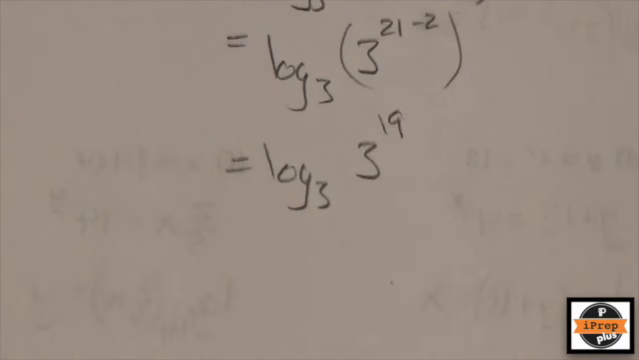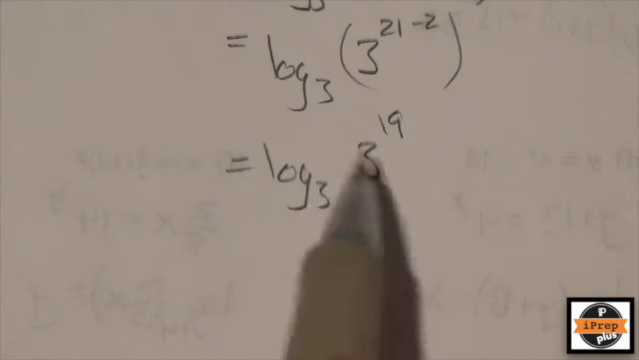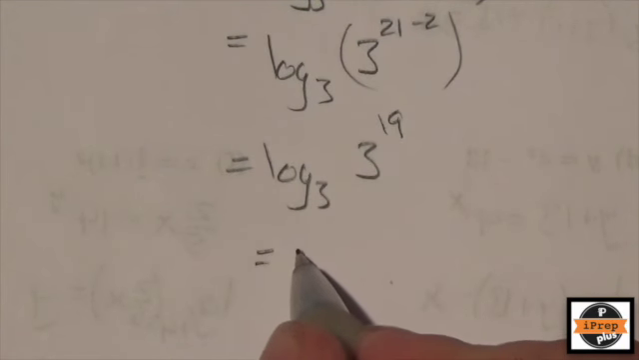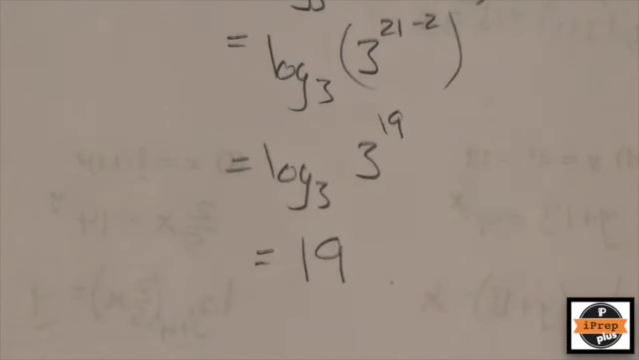We should have seen at this point one of the rules: if you've got log base 3 of a power of 3, those are inverses of each other, and so the result is that it's going to equal 19. Now, that is one way of doing it.